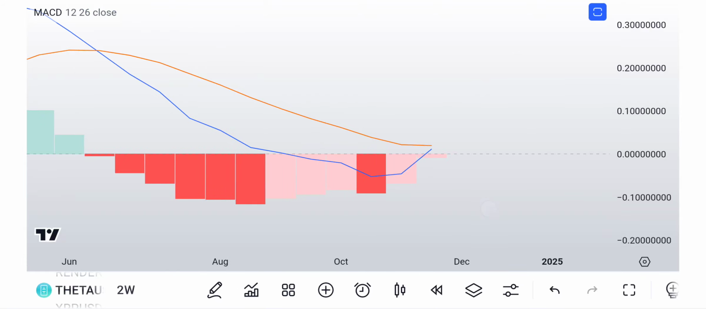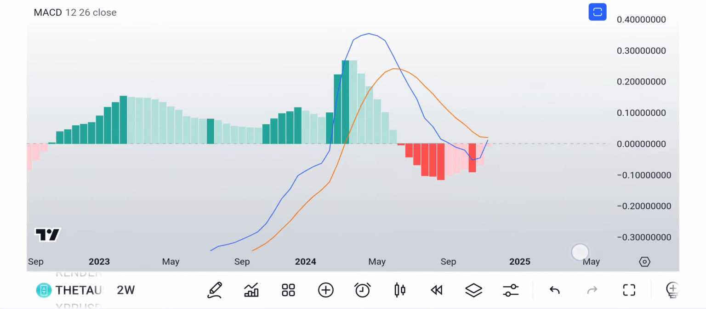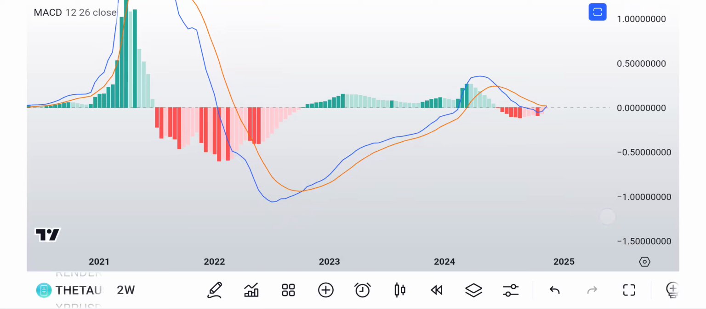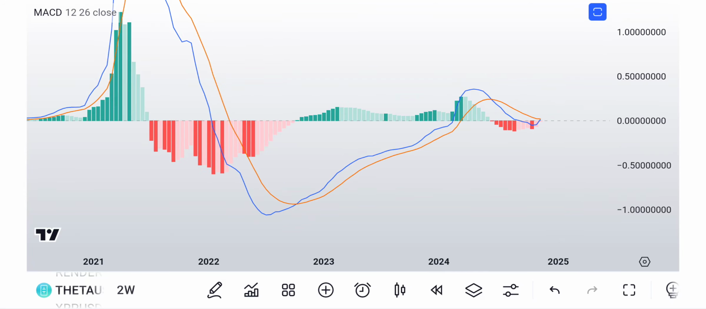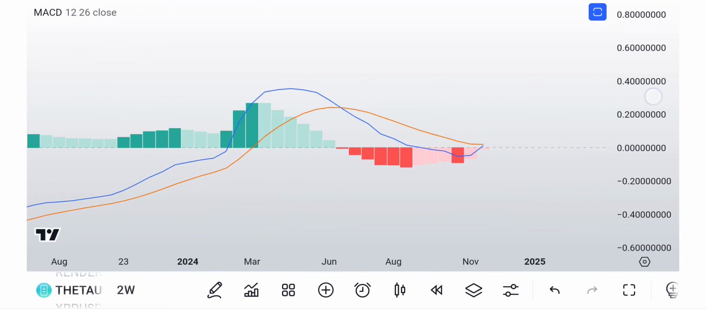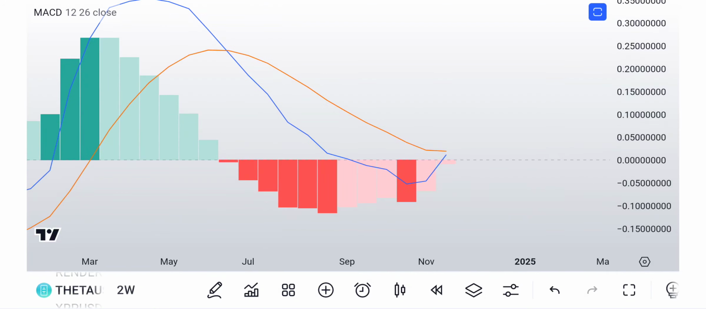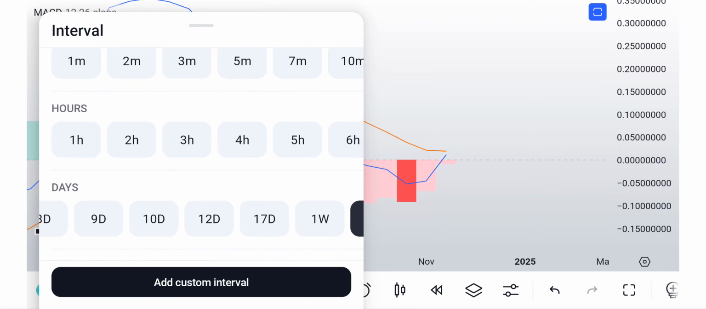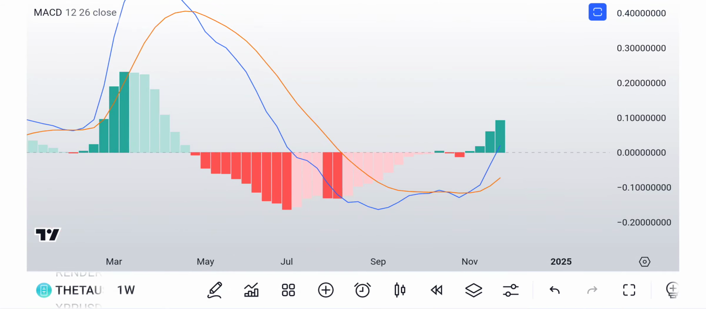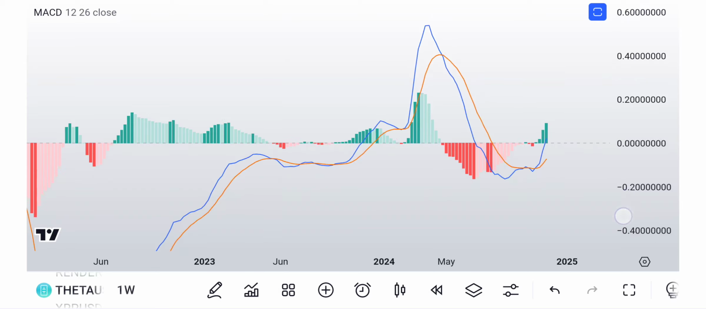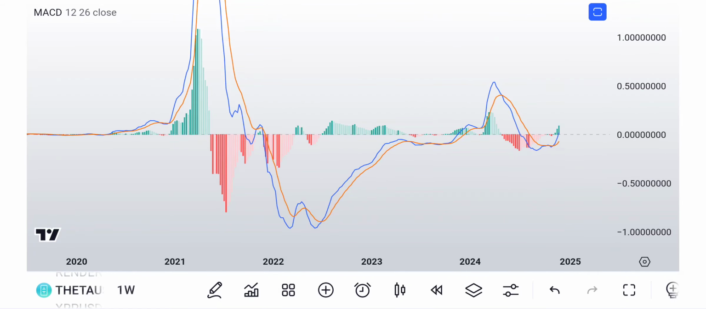You can say, how's it great? We don't have anything green. Well, the reason why is because it looks like we're about to cross. We want that to cross, and we want that to cross, and then we want them both angled up. So yeah, we got some work to do, but it's getting there. Let's look at the weekly. Oh, the weekly looks fantastic.